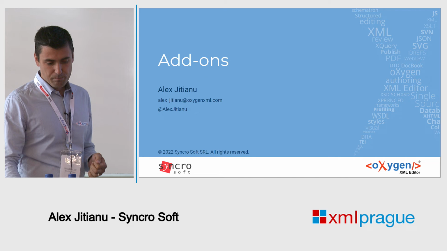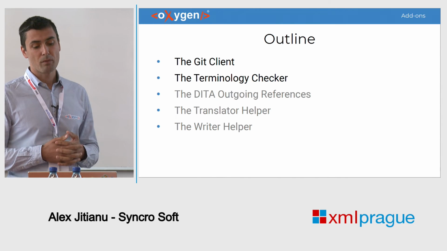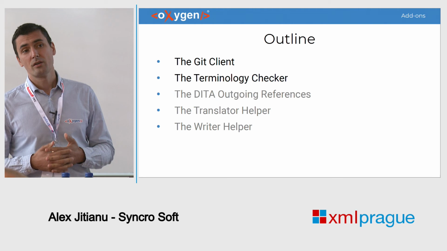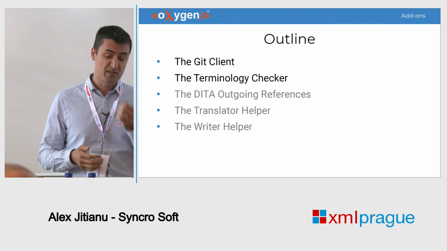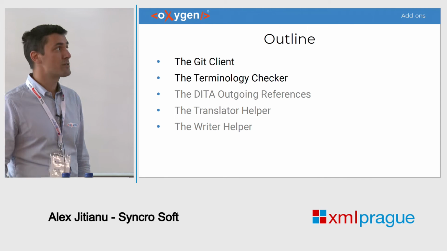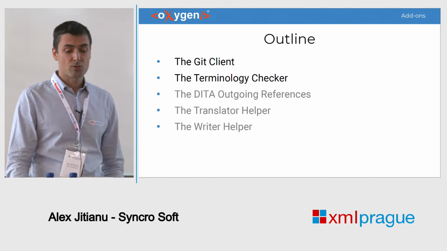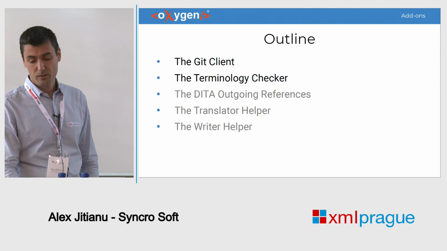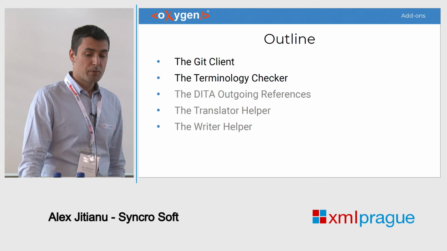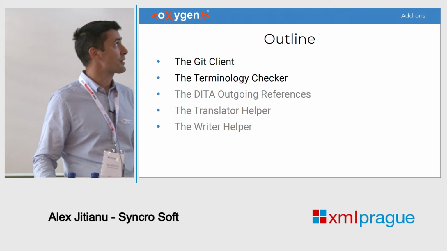And afterwards, it was a great opportunity for us to test our own Java API, our own SDK. And right now, we have quite a few of them available. They're quick to install, as we'll see just in a minute. And because we don't have that much time, I will just focus on two of them, the Git client and terminology checker.